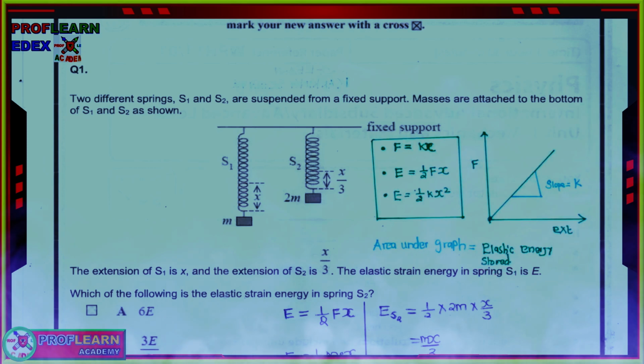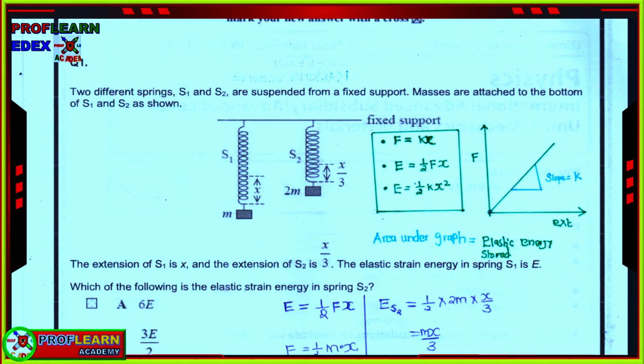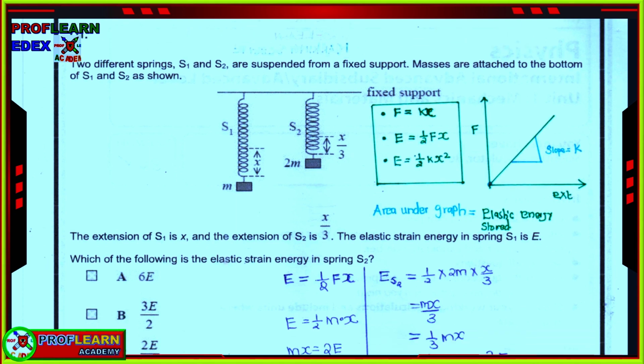So the first question that was said here, we were told that two identical springs, S1 and S2, are suspended from a fixed support. Masses are attached to the bottom of S1 and S2 as shown. And you can see here, I brought to your attention some of the formulas that are quite important in this topic. You need to remember that force is equal to spring constant times extension, and this is what we call Hooke's law.